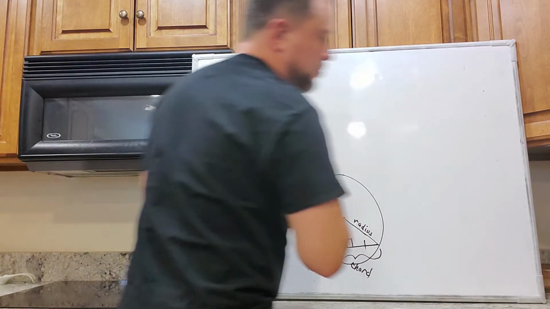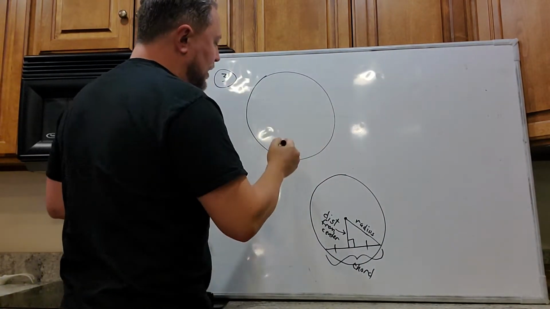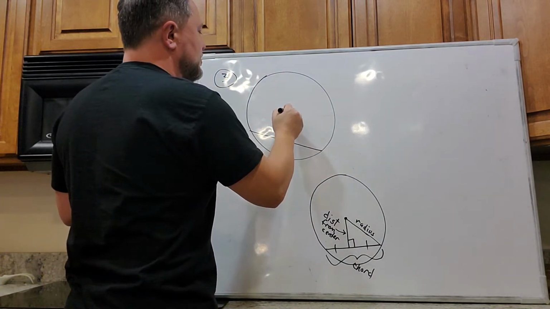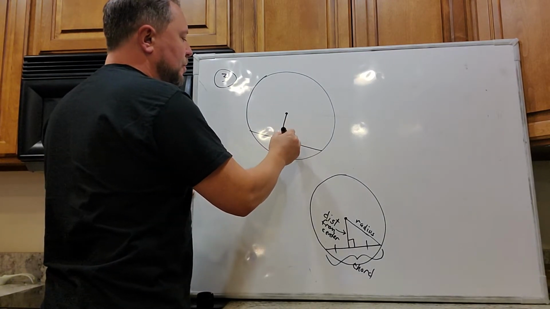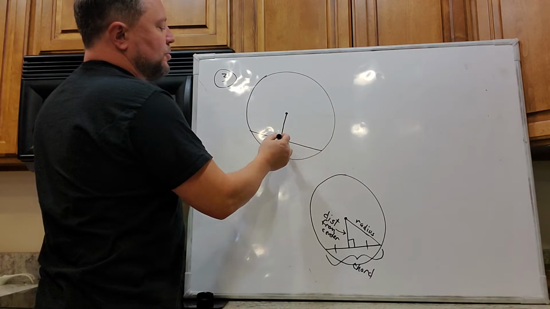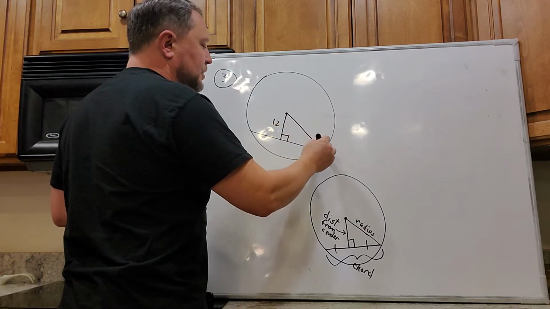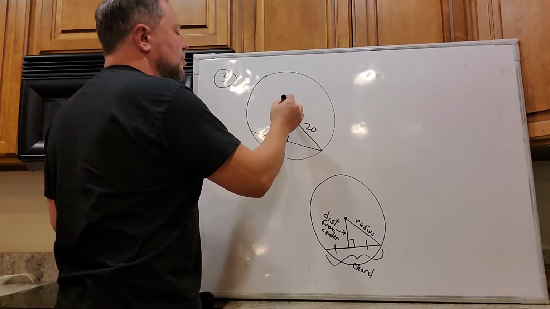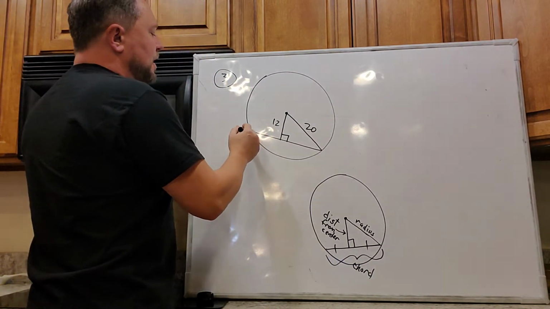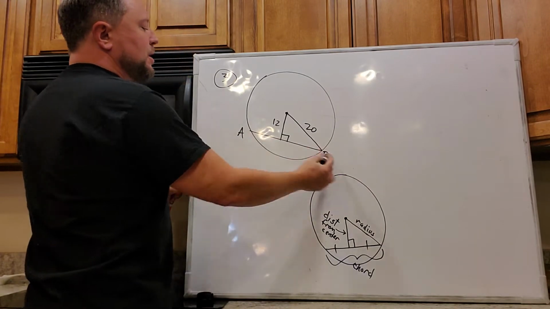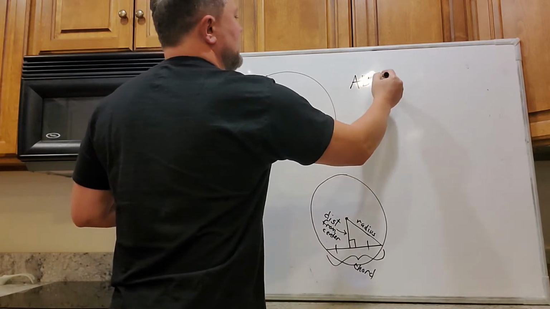Let's try problem number 3. Okay, in this one, I've got a chord. There's the center of the circle. And let's say that from here at a right angle down to the chord, that length there is 12. Let's say that this distance is 20 from the center of the circle out to the edge of the circle. And on this one, let's say that I wanted to find, if I call this AB, this full length of this chord, I want to find AB then. AB is how long?